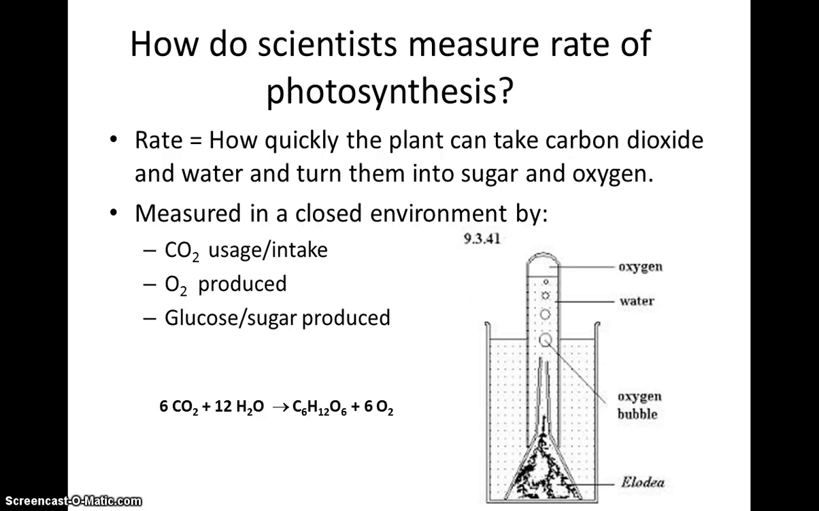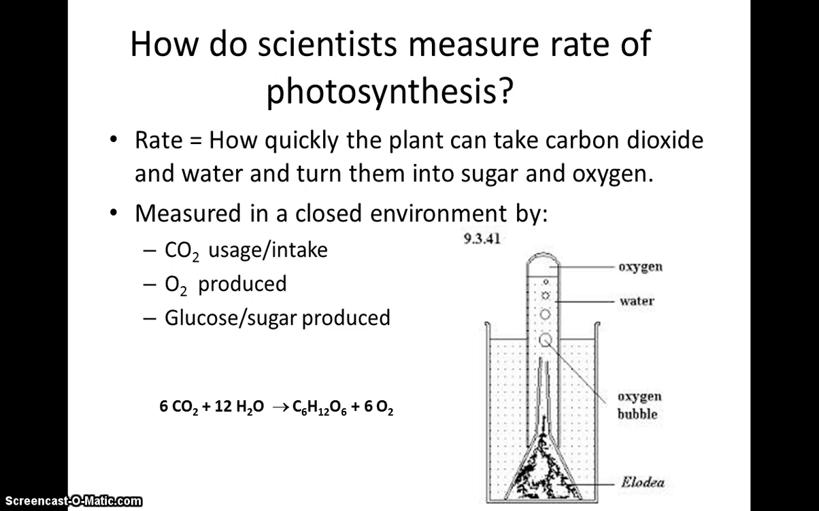So starting out here, you may be saying, okay, sure, photosynthesis happens, but how do scientists actually measure how well it's happening? Well, they do this with a rate. The rate of photosynthesis is essentially just how quickly and how well a plant is able to take in carbon dioxide and water from the atmosphere and from soil and turn them into glucose and oxygen.